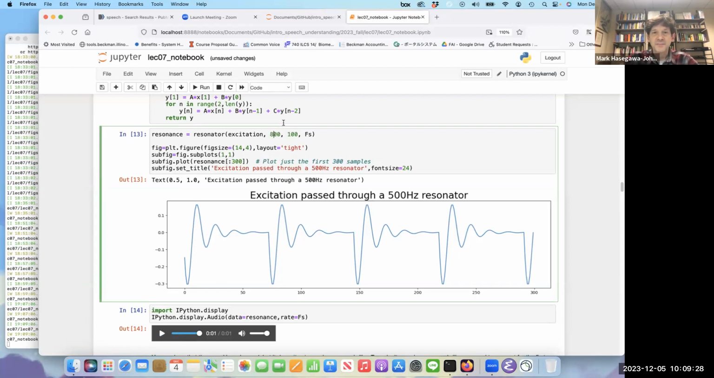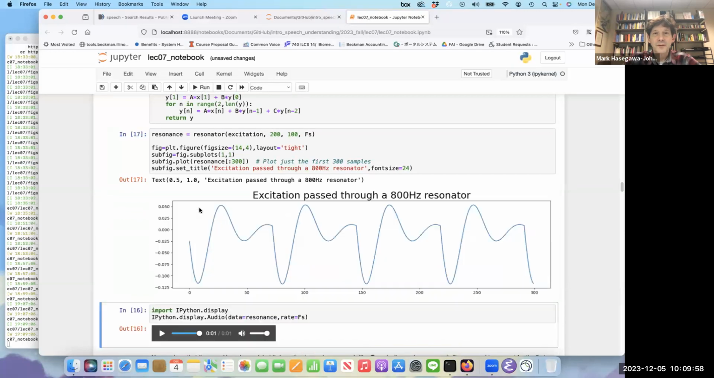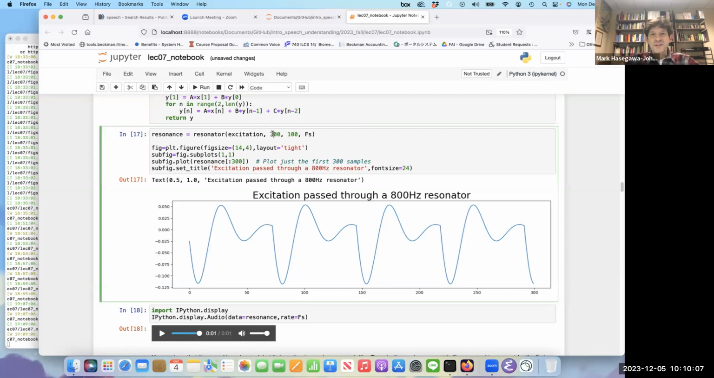If I change the frequency, I get a very different thing. Now it's ringing much more quickly, and if we listen to it, we'll hear it ringing at a higher frequency. You can still hear that 110 hertz buzz, but now it sounds more narrow. If I reduce the resonant frequency, you see that it's ringing much more slowly, and the sound is something more like this. So we get different sounds, almost different vowel sounds depending on the frequency, and changing the bandwidth doesn't change the vowel sound very much at all.